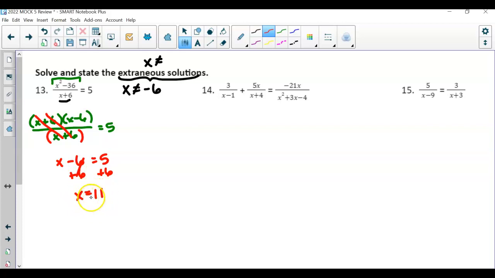Now, was this our extraneous? No. X cannot equal negative 6. So x is equal to 11.